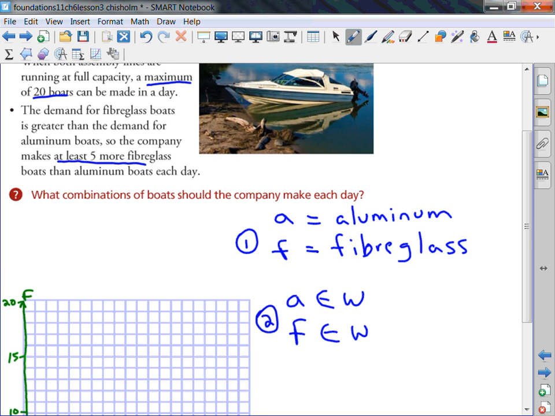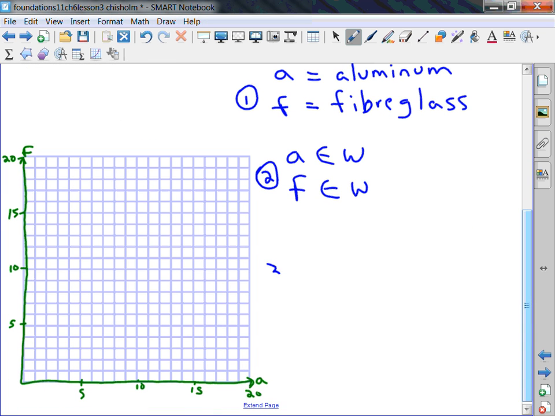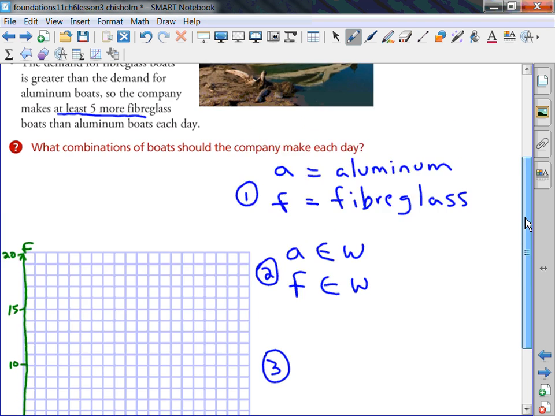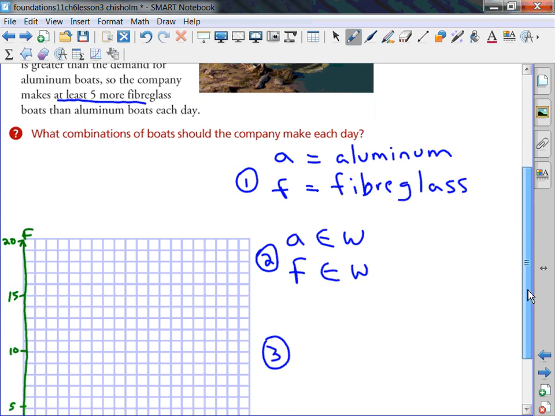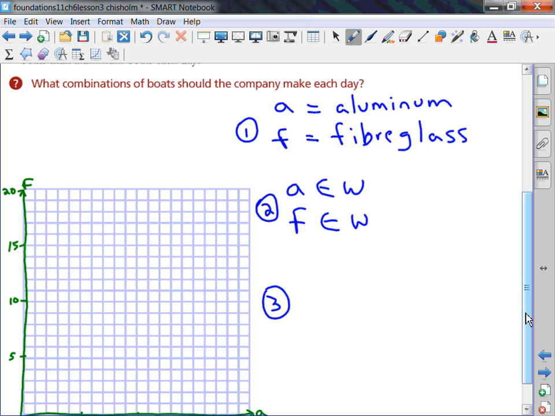Step 3 is where we come up with the inequalities. So we're going to go back to our information up here to determine it. The first part says when both assembly lines are running at full capacity, a maximum of 20 boats can be made. Aluminum boats and fiberglass boats together are going to be a maximum of 20. So the aluminum boats plus the fiberglass boats have to be less than or equal to 20 boats. It's a maximum of 20. They can make 20, so equality is possible, but they can't make more than 20.